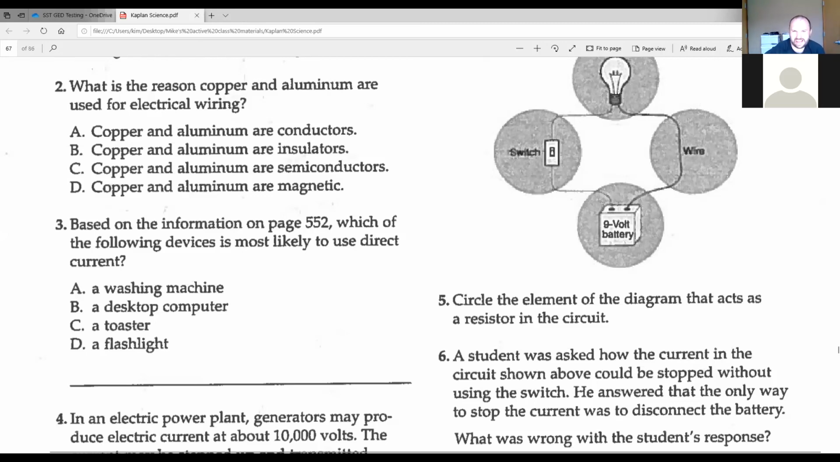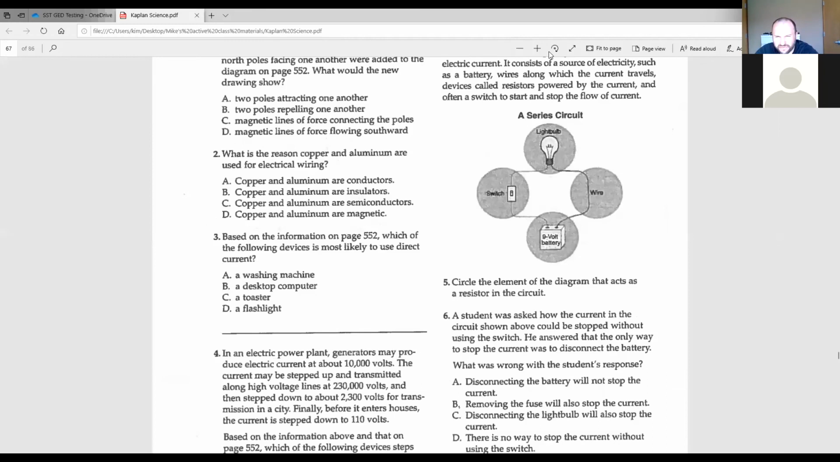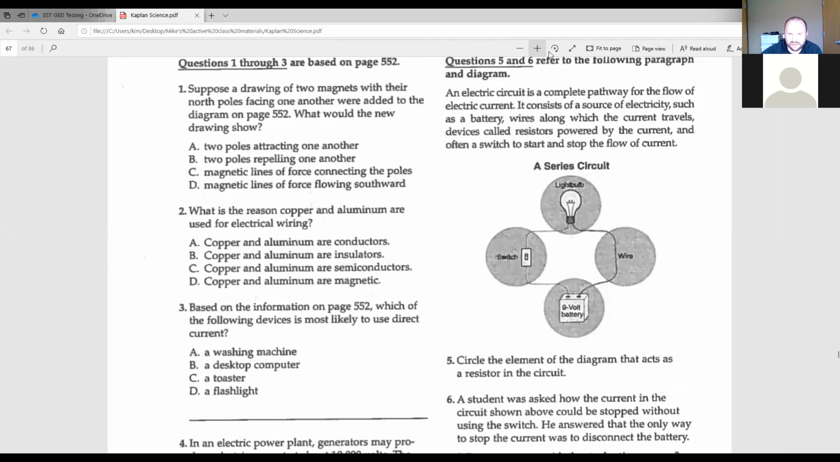All right, and lastly, when you zoom out a little bit, we're going to do questions 5 and 6. So first, let's look at number 5. Number 5 says, an electrical circuit is a complete pathway for the flow of electric current. It consists of a source of electricity, such as the battery, wires along which the current travels, devices called resistors, powered by the current, and often a switch to start and stop the flow of current.